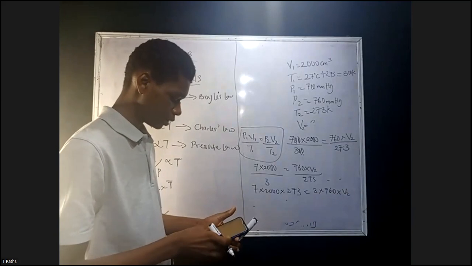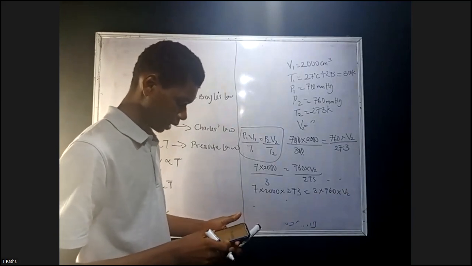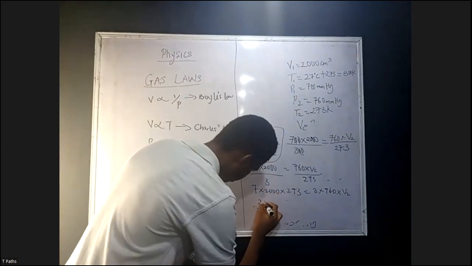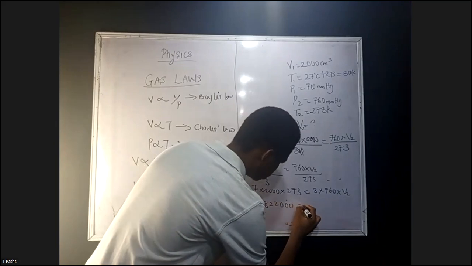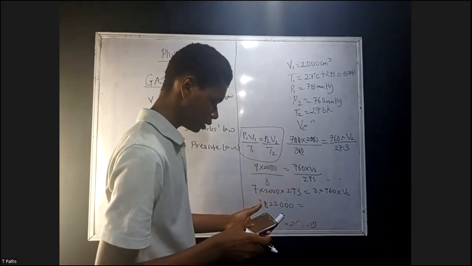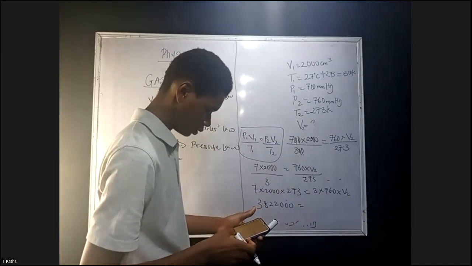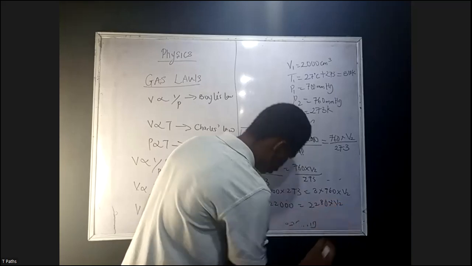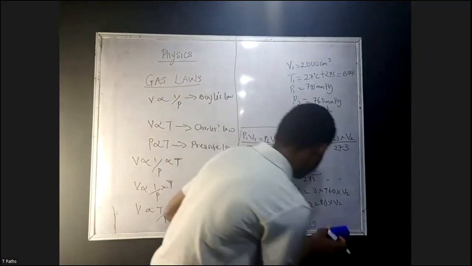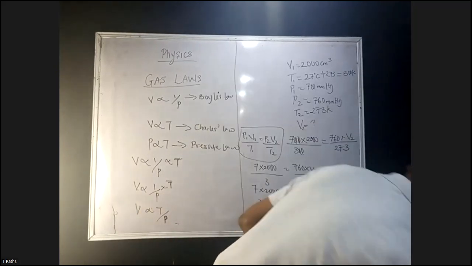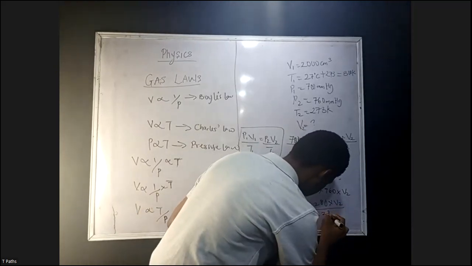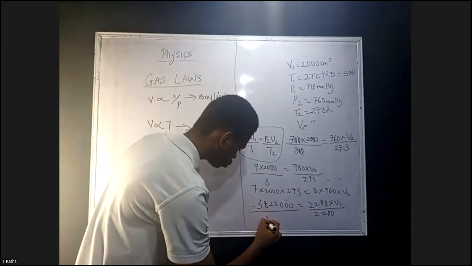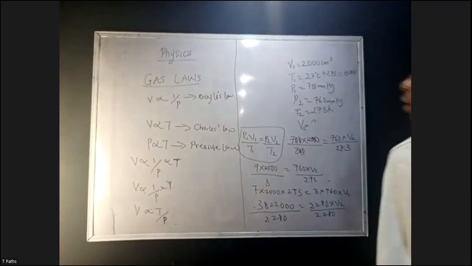So now that will be 7 times 2000 times 273. Okay, that's going to give me 3822000 is equal to 760 times 2280 times V2. So now to get the value of my V2 here, I need to divide through by 2280. That's to get the value of my V2, which is the volume. And I'm also dividing this by 2280. All right, so I'm going to continue this from here.